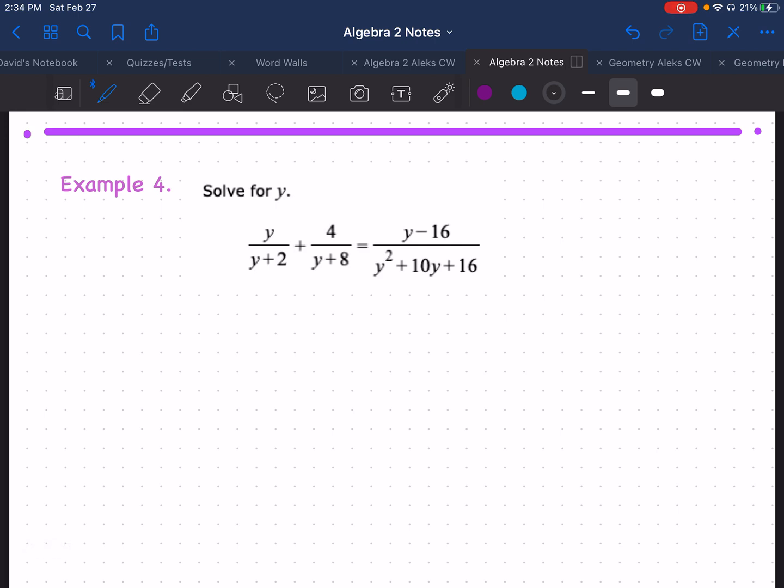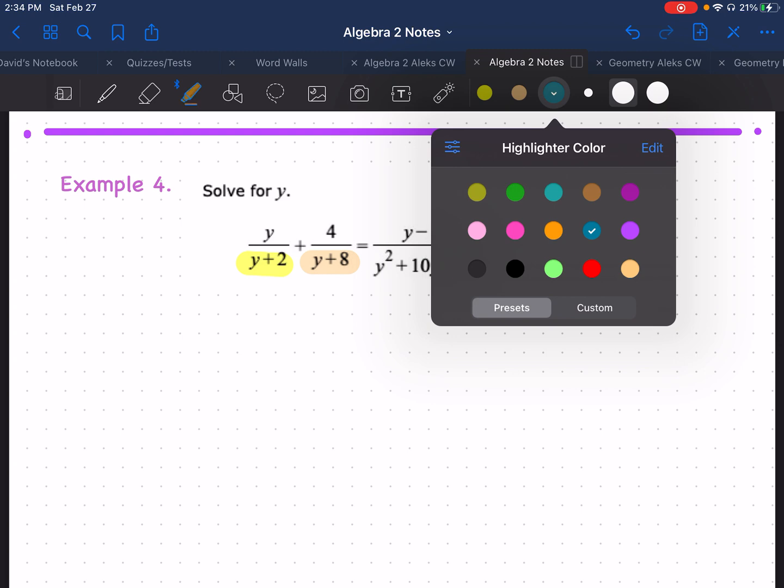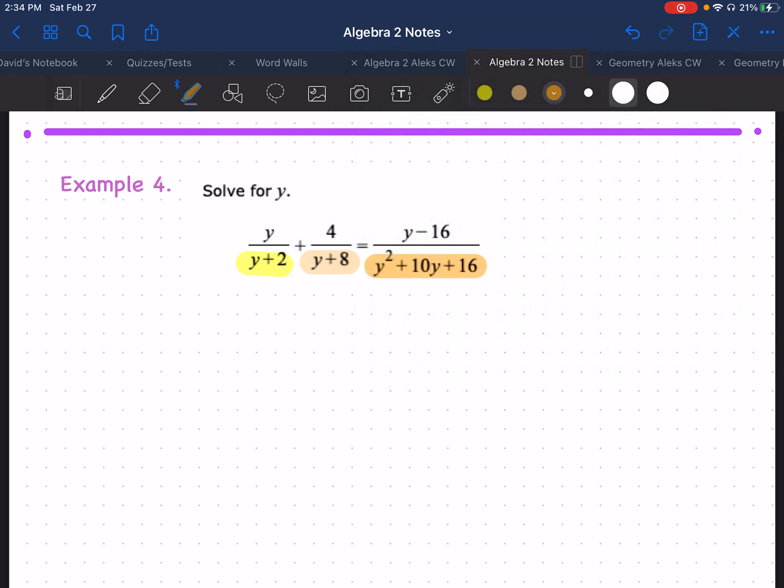As I look at it right now, I think, ah! But here's what we're going to do. We are going to find our LCD. So let's go ahead and highlight our denominators. And I need to change the color of this last one. There we go. So there are our 3 denominators.